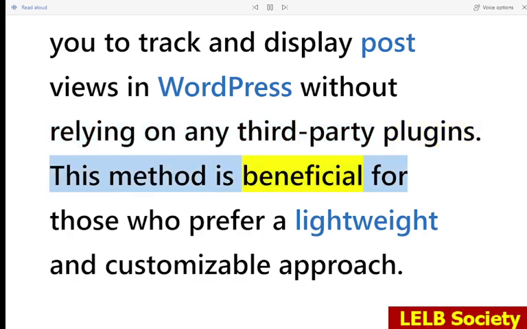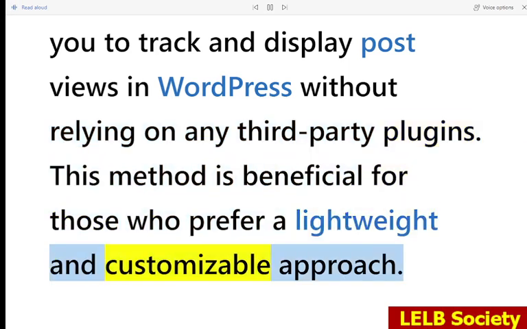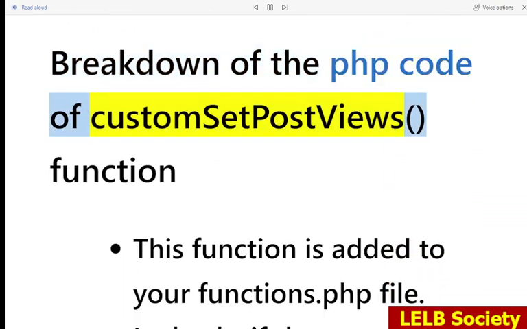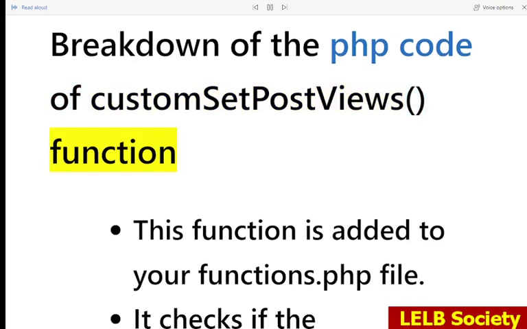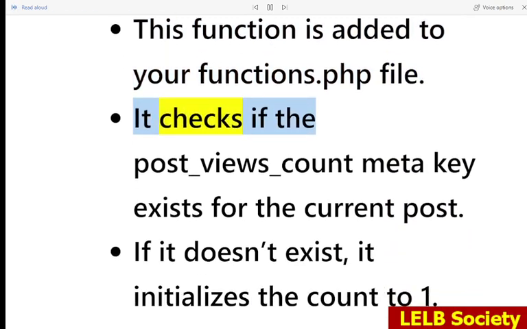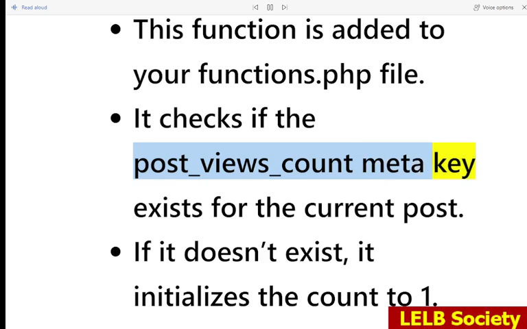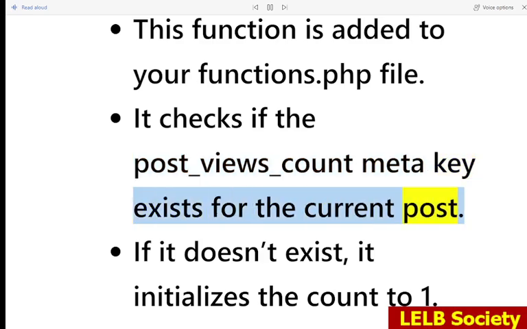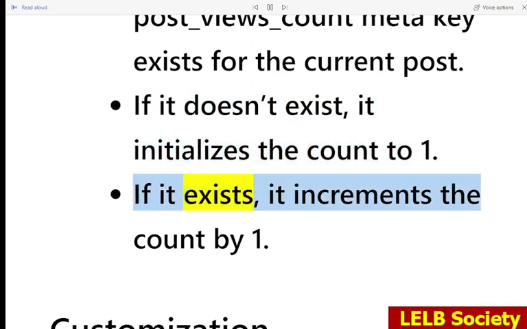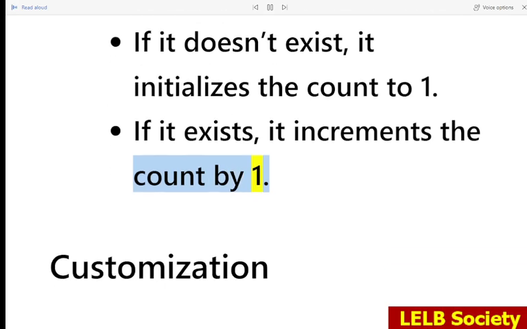This method is beneficial for those who prefer a lightweight and customizable approach. Breakdown of the PHP code of custom set post views function. This function is added to your functions.php file. It checks if the post under the views count meta key exists for the current post. If it doesn't exist, it initializes the count to 1. If it exists, it increments the count by 1.